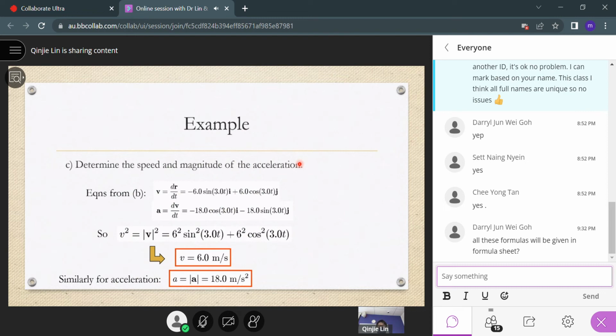Okay, then part C, determine the speed and magnitude of the acceleration. So magnitude is just doing your Pythagoras theorem. So you see here, for example, v, right? You have something i plus something j. So this is your x and this is your y, correct? So imagine you have your x and your y. They ask you to find your magnitude, right? It's just Pythagoras theorem.